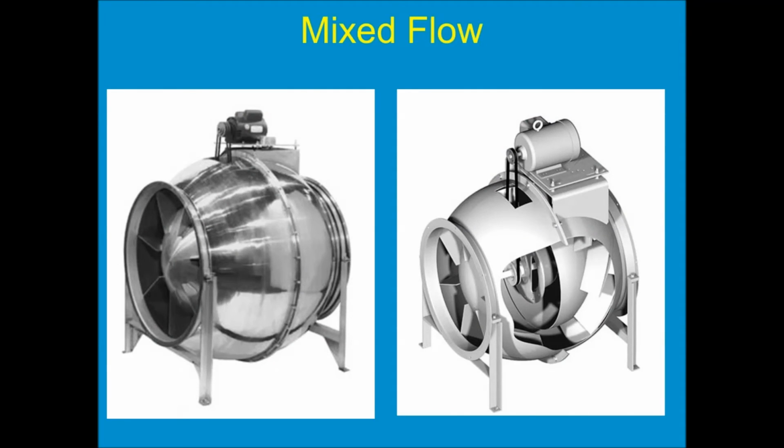Here's an image of a smaller mixed flow wheel. This particular model, the CV fan from Loren Cook Company, is all aluminum. It uses the mixed flow wheel, and we use this a lot in applications such as the exhaust hood above a commercial dishwasher in a commercial kitchen, where the air being exhausted is really moist and has a lot of soap and caustic chemicals in it, and being all aluminum, this fan is a great choice for that.